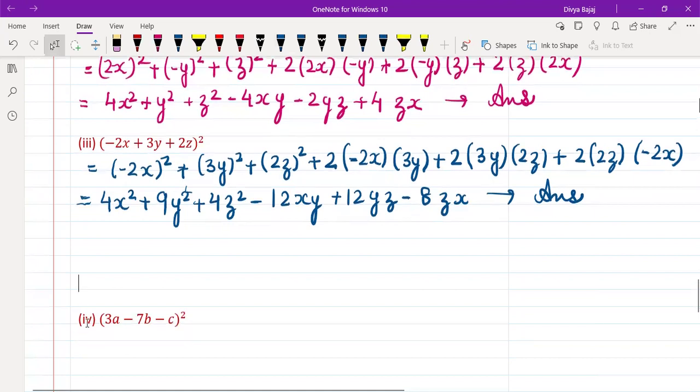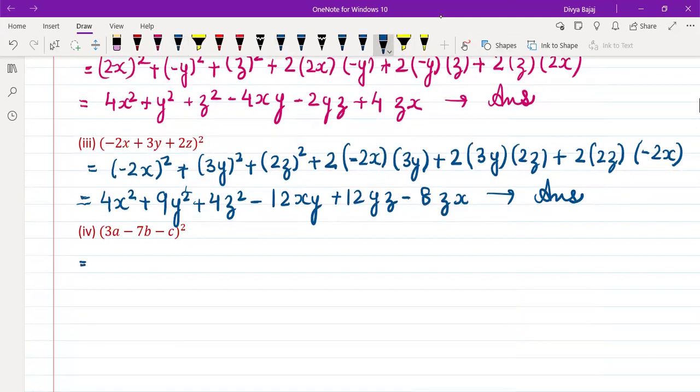This is our fourth part, which is again a similar one. We are given in the same form, A, B, C, and whole square. So again, we are going to apply the same identity. So let's solve it. First, I'm going to do the square of the first term. A square, this is my first term, plus B square. My B is minus 7b, plus C square. C is c only, but in the form of minus c. So A square plus B square plus C square is done.